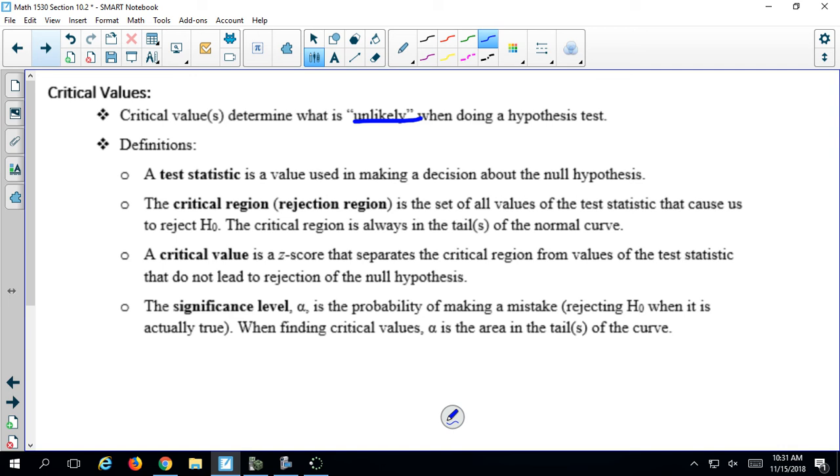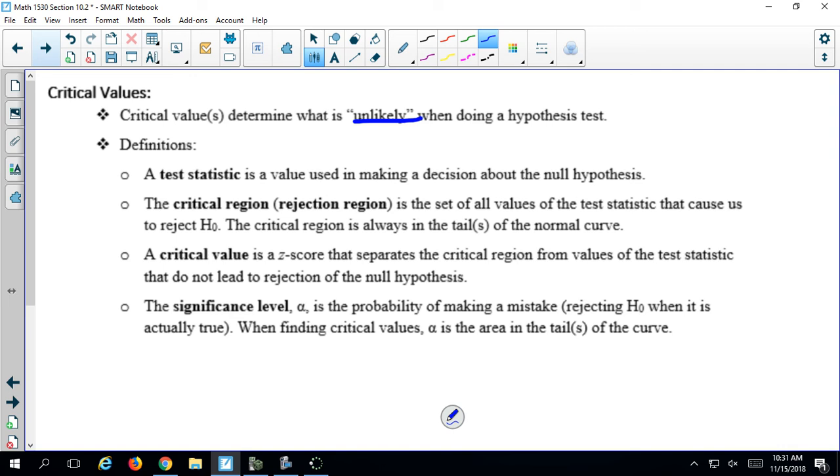So some definitions, some terms that we're going to talk about. The test statistic is a value used in making a decision about the null hypothesis. The test statistic tells you how many standard deviations your sample proportion is from the null hypothesis. So if my critical value says I have to be 2 standard deviations away, then I need to know how many standard deviations away my sample statistic is. If I've got 55 heads out of 100, I've got a p-hat of 0.55. How many standard deviations is that away from 0.5? That'll be the test statistic.